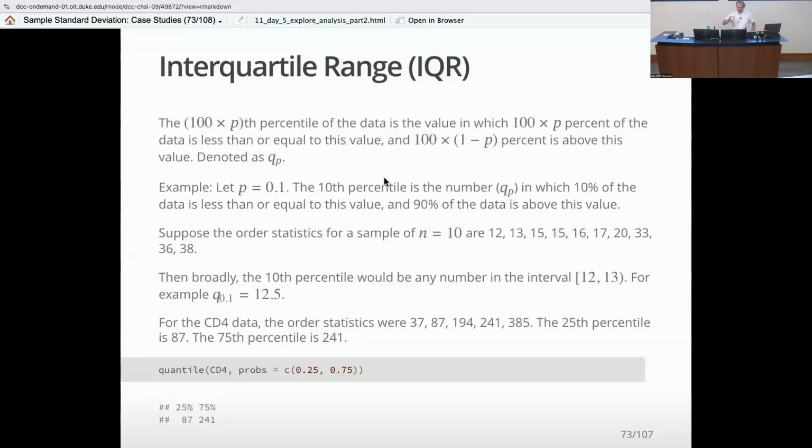Another way to represent spread is the interquartile range, which is basically, again, we're going to use the order statistics.